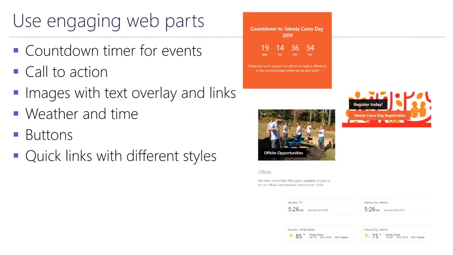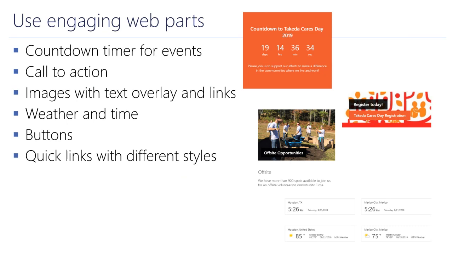Use engaging web parts. If you're going to write a news article about an event, stick that countdown calendar in there. You can have a different background image. It's really cool, really fun. You want people to take an action, give them a call, use the call to action web part and tell people what you want them to do and give them a link to do it.